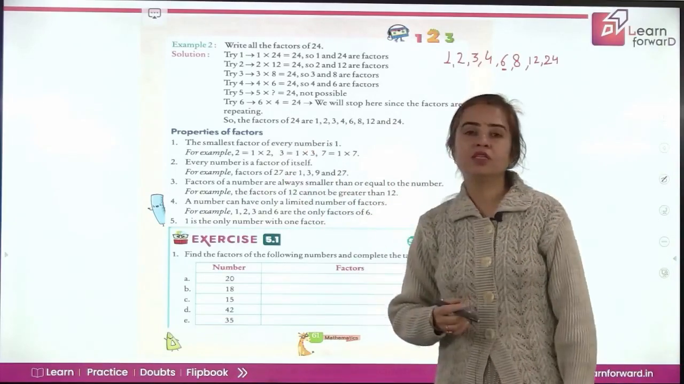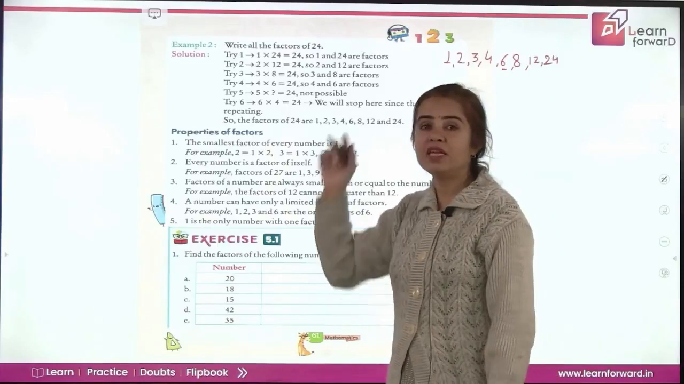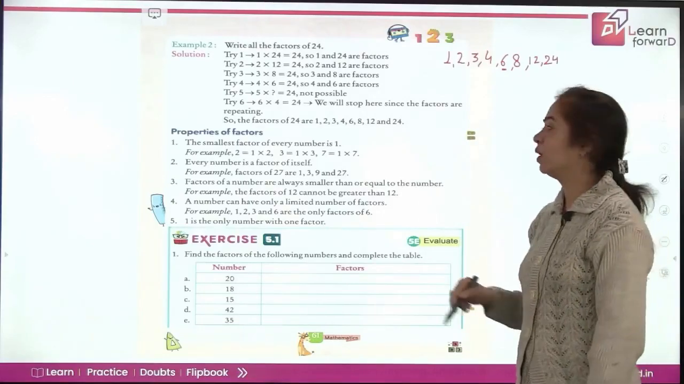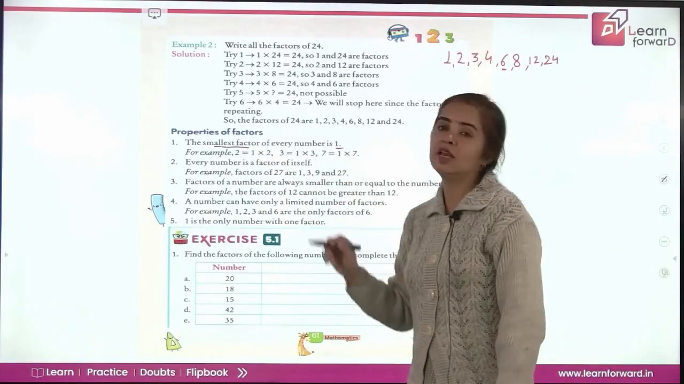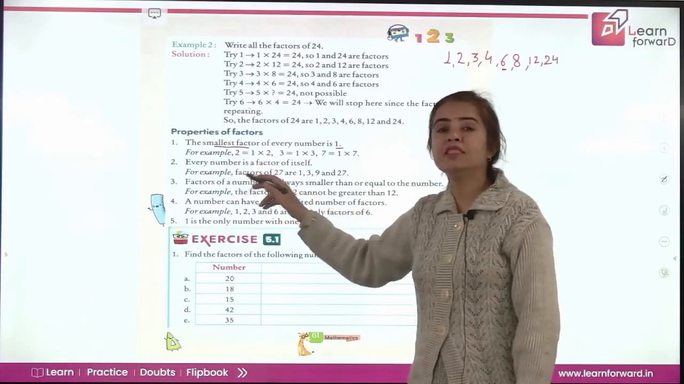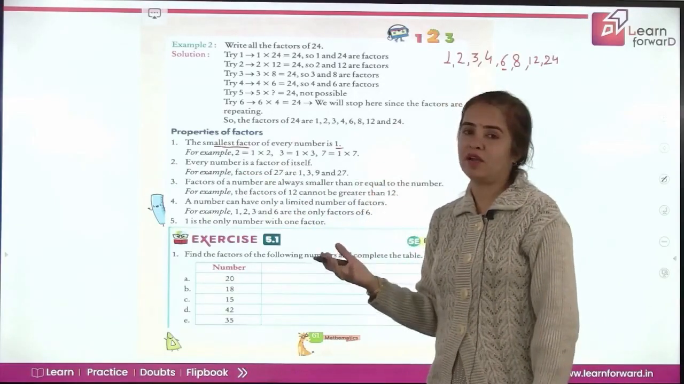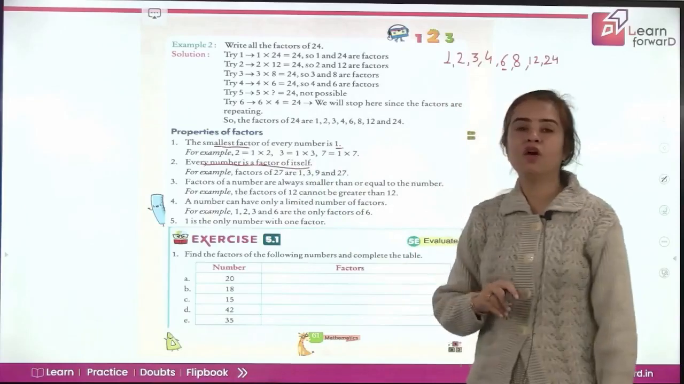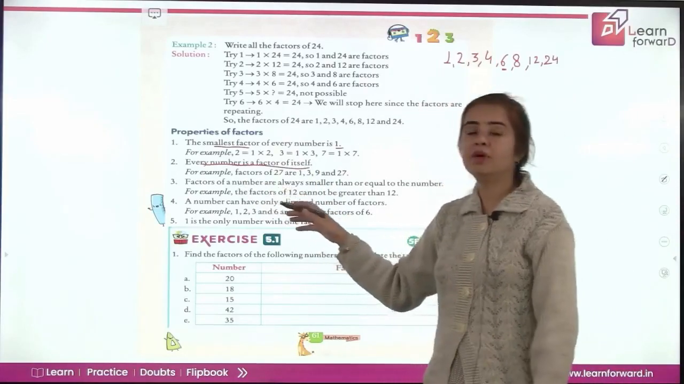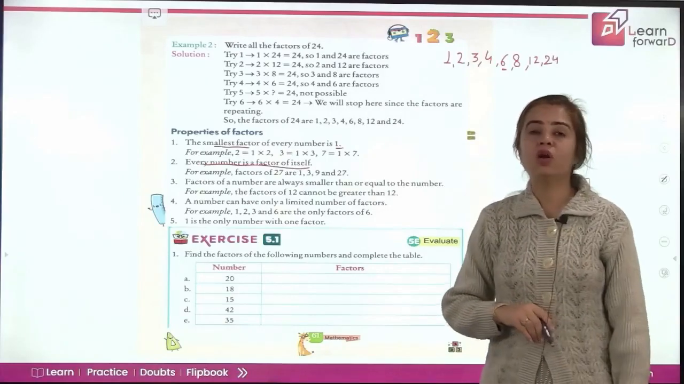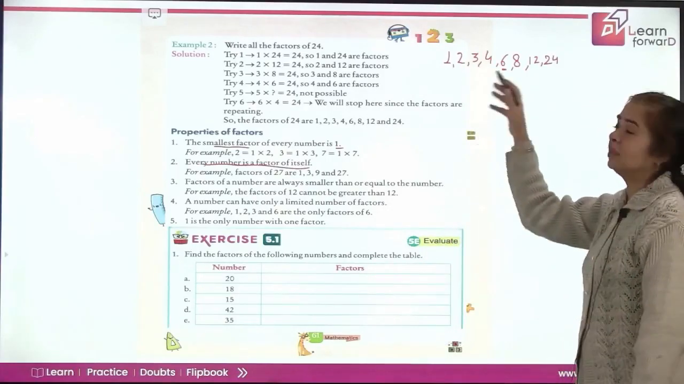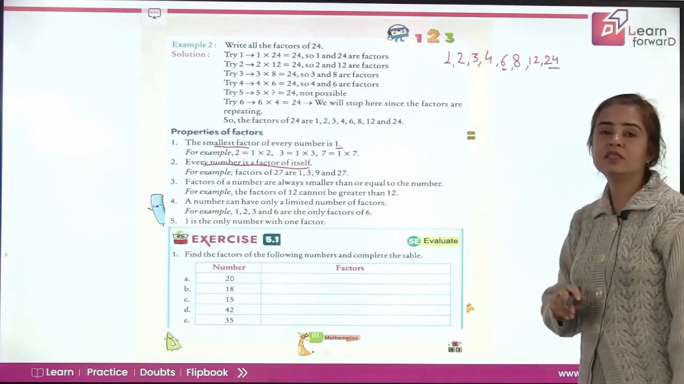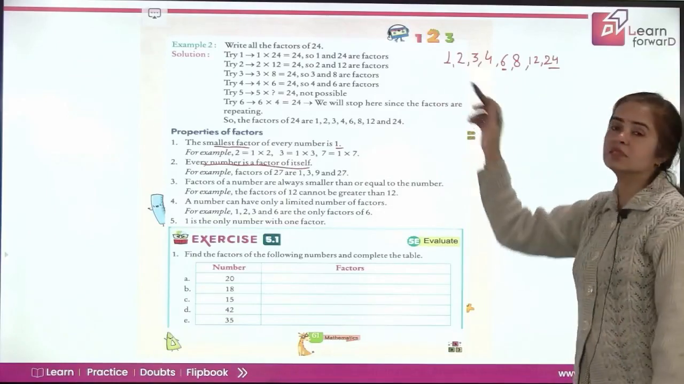Now what are the properties of factors? The smallest factor of any number I have just told you is 1, because every number is divisible by 1. So the smallest factor of every number is 1. Every number is a factor of itself and it is the biggest factor in fact, because you can divide any number by itself. So every number is a factor of itself. Factors of a number, they are always smaller than or equal to the number. So when you look at the list of all the factors of 24, what do you see? The biggest factor is the number itself and all others are smaller than it.